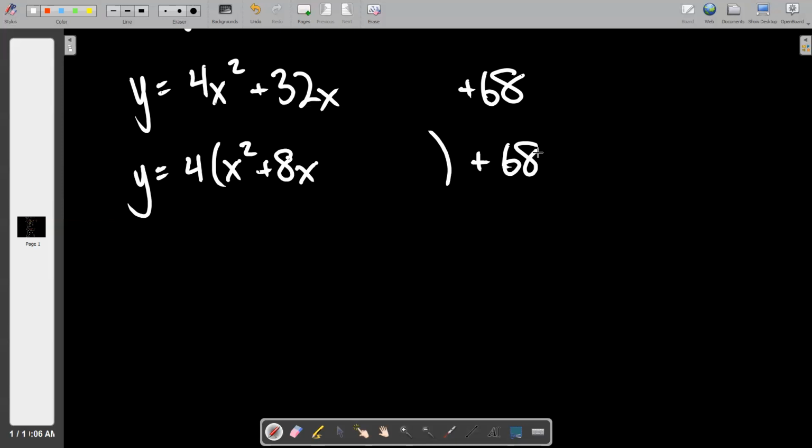Inside the parentheses, what's half of 8? What's 4 squared? Good. So I'm going to add 16. And how do I erase his footprints? Exactly. You subtract 64. Good.